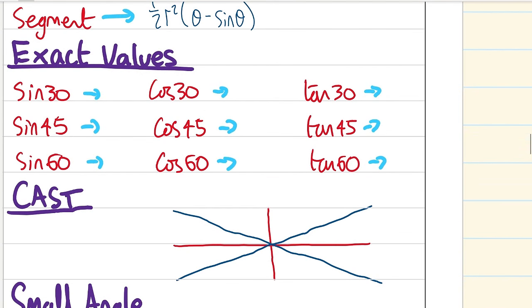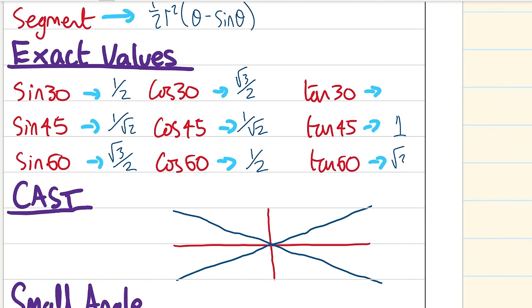Exact trig values. Don't need to know these as such because you can just use your calculator, but it's just good to know them. Sine of 30 is a half, and that's the same as cos of 60. Cos of 30 is root 3 over 2, and that's the same as sine of 60. Sine of 45 and cos of 45 are the same, which is 1 over root 2. Tan of 45 is 1. Tan of 60 is root 3, so tan of 30 is 1 over root 3.